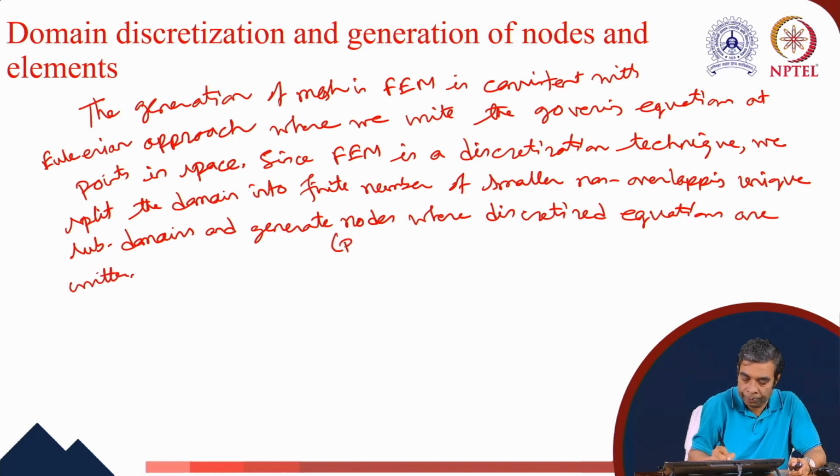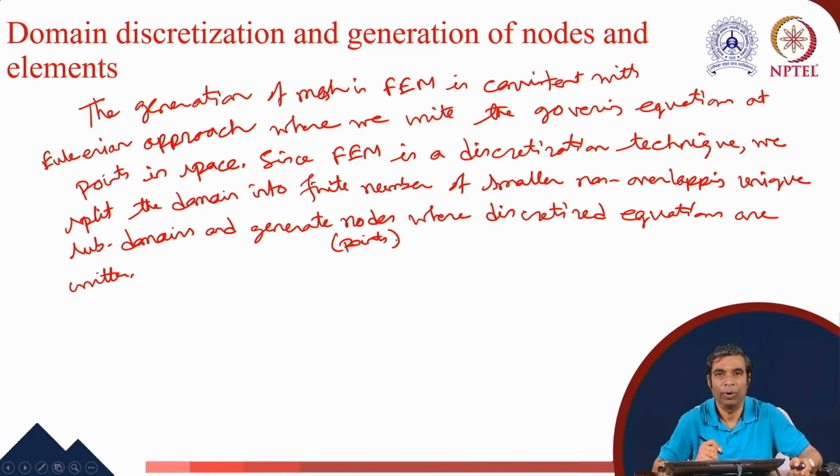These nodes are actually spatial coordinates of selected points where we want the solutions of our unknown degrees of freedom. So, the finite element method being a discretization technique, generation of mesh or splitting of the domain into finite number of non-overlapping subdomains or elements is compulsory. Now, when we talk about the mesh generation, this can be done by algebraic method or by differential equation methods, and there are some other methods.